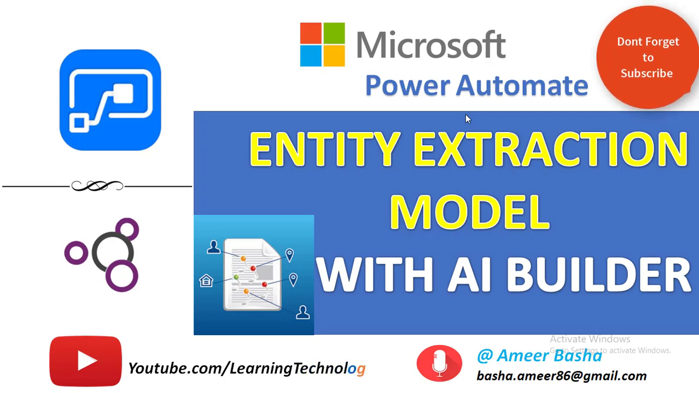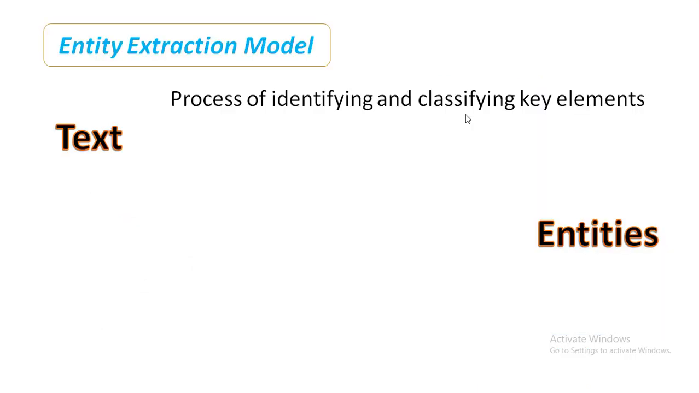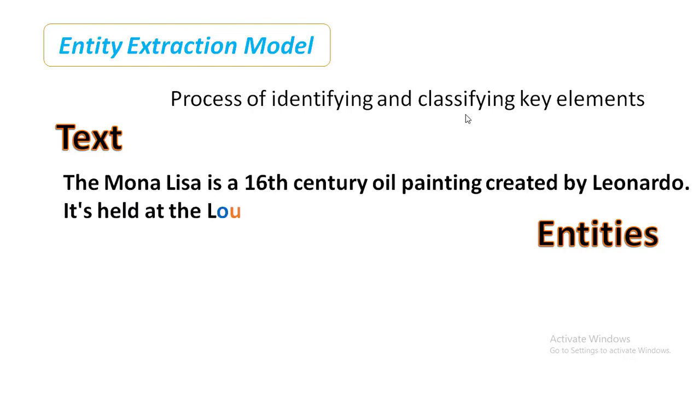Today we will learn about the entity extraction pre-built model, which is available in AI Builder. First of all, we'll see what the entity extraction model is. Entity extraction is an information extraction technique that refers to the process of identifying and classifying key elements from text into predefined categories. Now we'll see how the entity extraction model works.